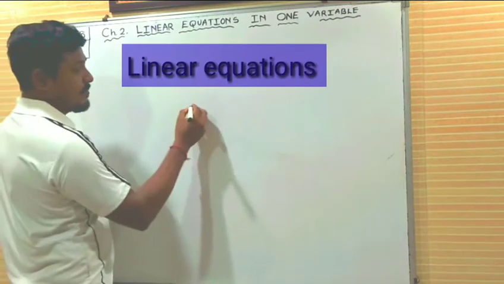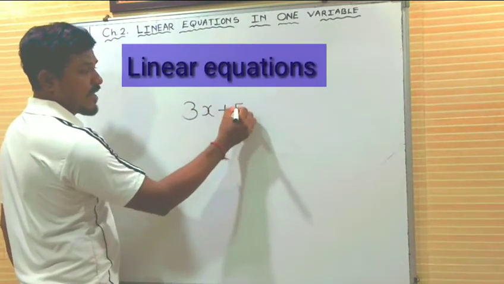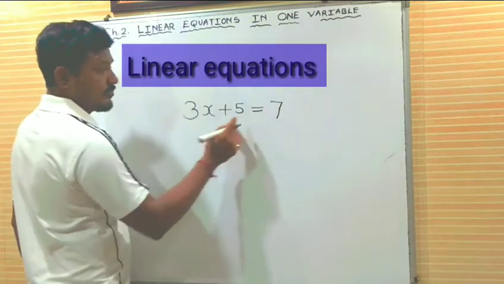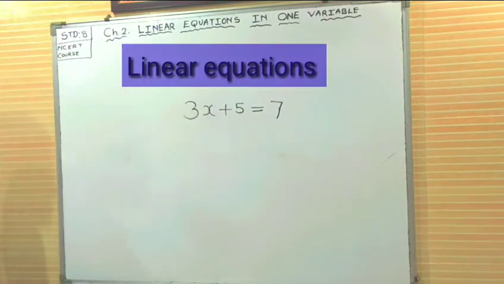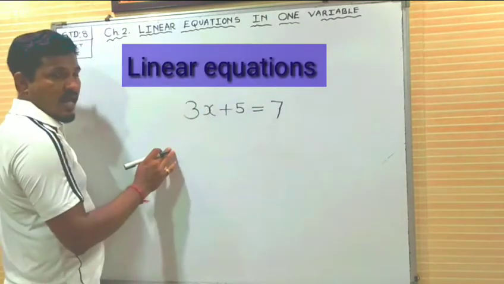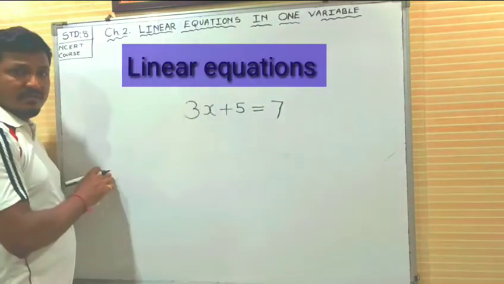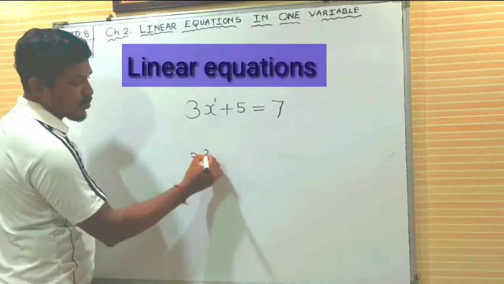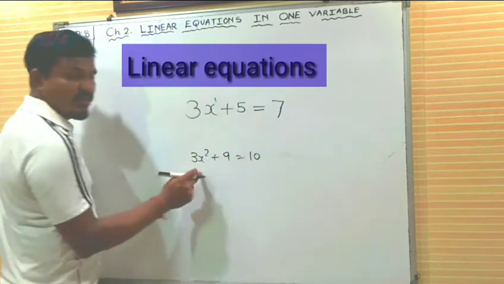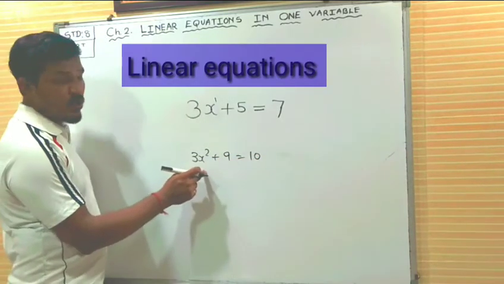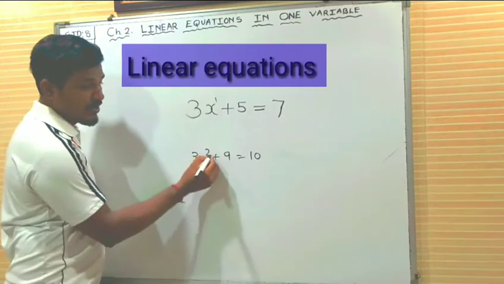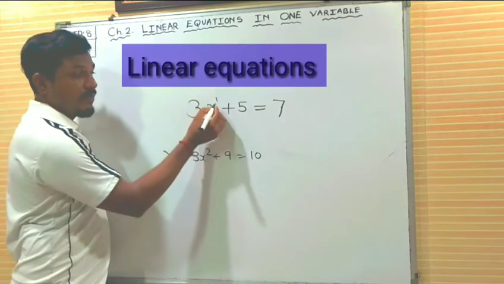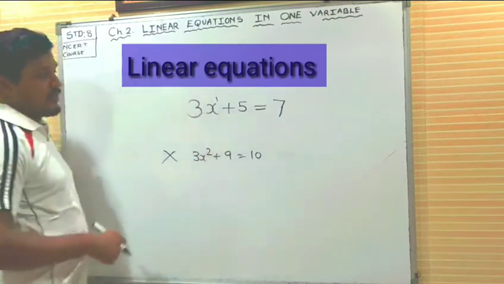Let me explain with an example. If I write 3x plus 5 equal sign 7. See, the equal sign is there. This is an equation. How will you know whether it is a linear equation? See, the power of this variable is 1. If I write 3x square plus 9 equals to, this is not a linear equation. Why? Because the power is 2. So in a linear equation the power of the variable must be 1.